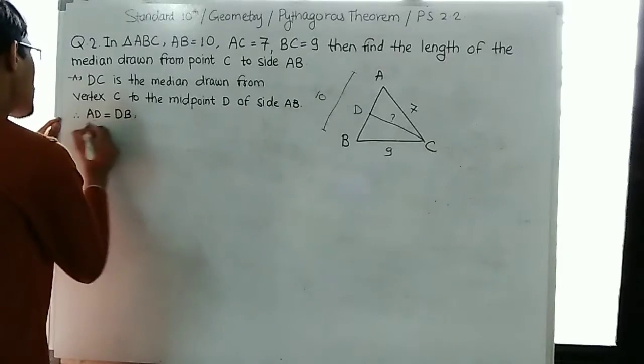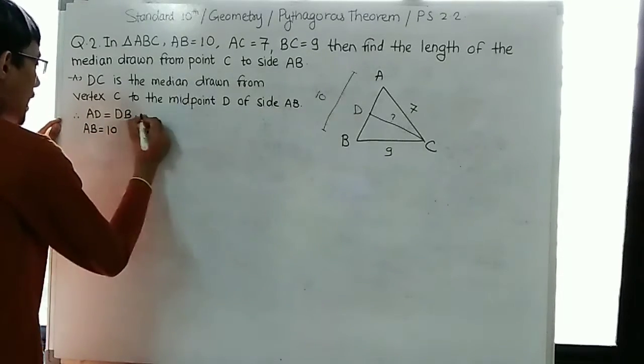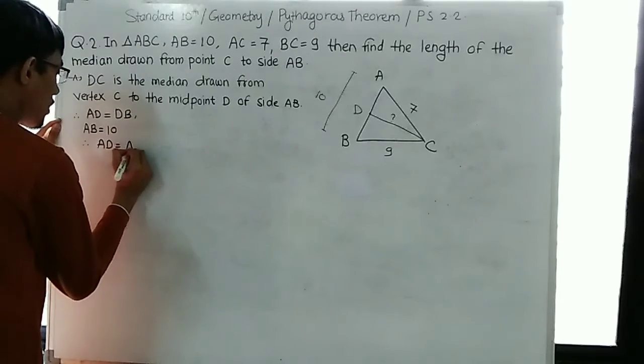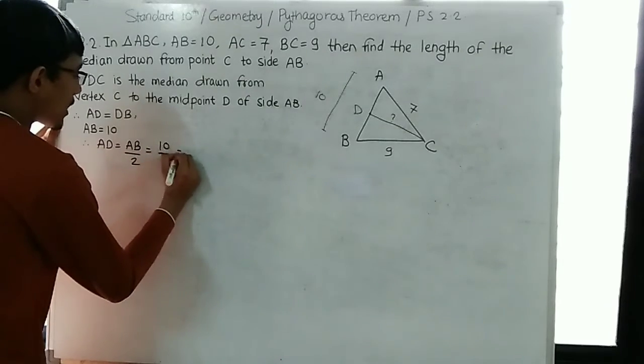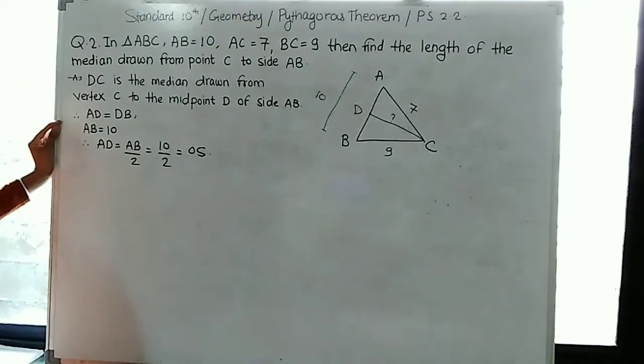Now what is given to us? That AB is equal to 10. Therefore AD is equal to AB by 2, that is 10 by 2, that is 5. So we get AD is equal to 5.